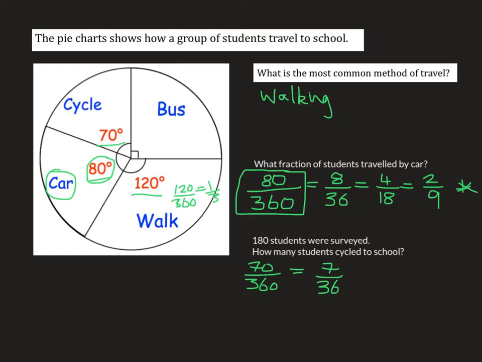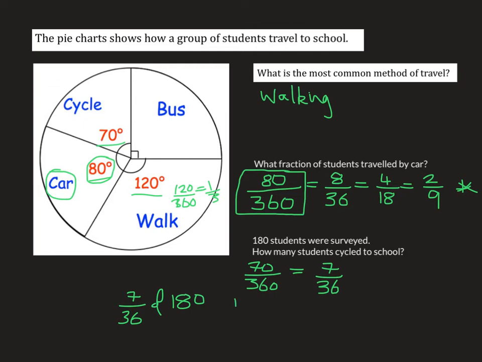So 7/36 of the students cycle to school. So we need to work out 7/36 of 180 students. So hopefully you can remember how to do that, but as a reminder, if we want to find the fraction of an amount, it's "I love fractions and I can't stop": divide by the bottom and times by the top.